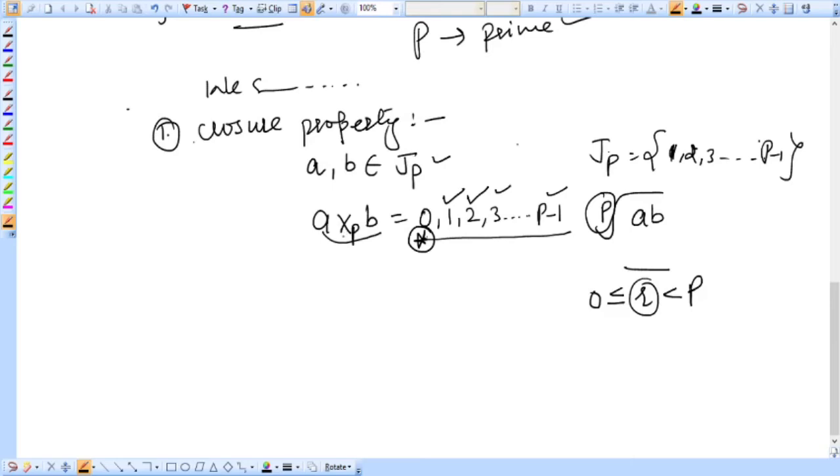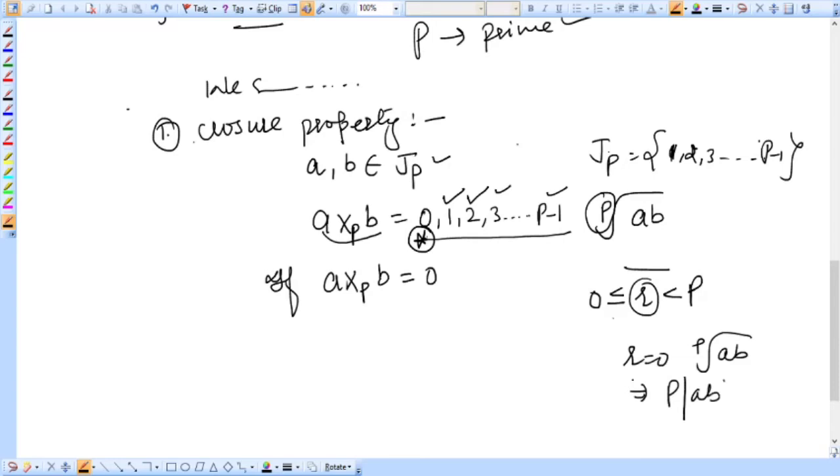If a multiplication modulo p is equal to 0, then what will happen? What does it mean if a multiplication modulo p is equal to 0? What is the remainder? The remainder is 0. Okay, when will the remainder be 0? When we divide ab by p, how much remainder is coming? 0 is coming. This means p is properly dividing ab. Okay, so this implies p properly divides a into b.